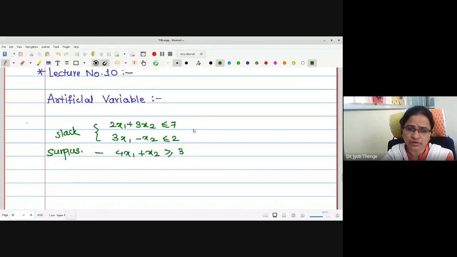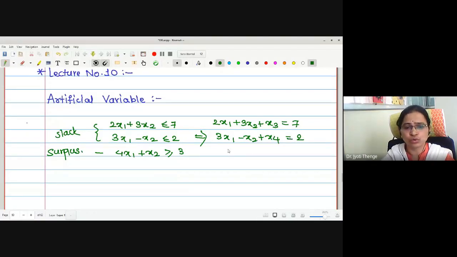Therefore, what will be the conversion if I add slack and surplus? The first inequality gives us 3x1 plus 2x2, let me add the slack variable denoted by x3. Therefore, this is my slack. Next, 3x1 minus x2, here let me add the slack variable, say x4, is equal to 2. And for the third, we are going to use a surplus variable. So the equation becomes 4x1 plus x2 minus x5 is equal to 3.